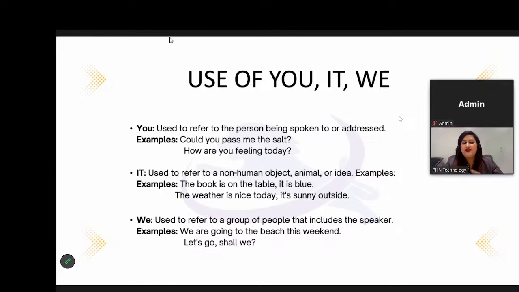Okay. We. Now, when are we going to use we? We is used to refer to a group of people that includes the speaker. We are going to the beach this weekend. Let's go, shall we? Now, for example, you're in a group and you're trying to tell people something.